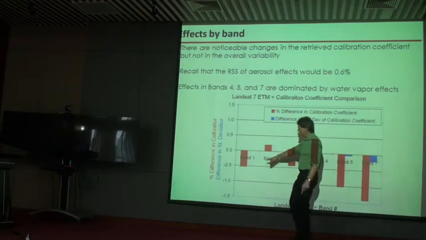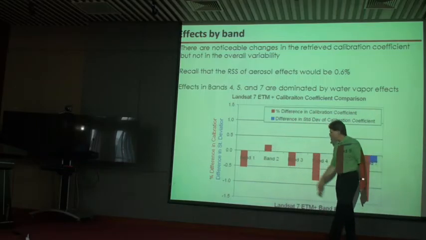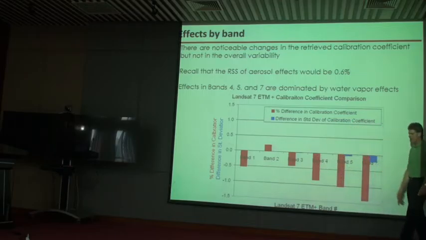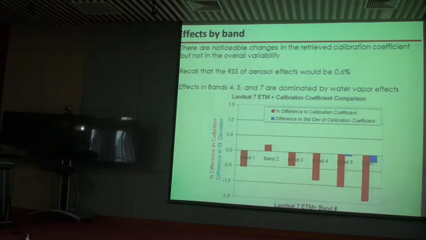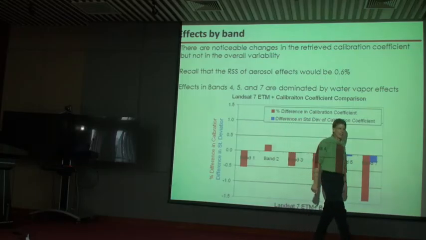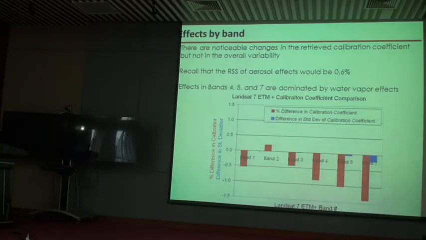It's about 0.5% in band 1, 0.5% in band 3, a little bit larger in band 4, band 5, and band 7. What's really frightening is the standard deviations. The variability, the scatter, did not change.